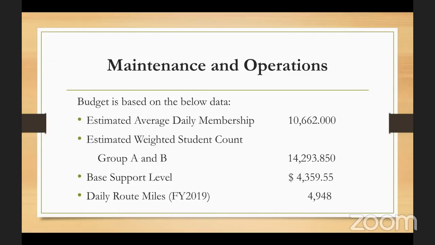The base support level for this year, again, this is approved at the state level, is $4,359.55. The other component to this formula is our daily route miles. And normally the route miles are based on the previous year mileage for the 100th day or the average daily route miles. But with COVID and the closure of schools, one of the exceptions they made was that we could go back to the 2019 year and use those miles as our mileage so that our transportation funding would not be reduced. Next slide.